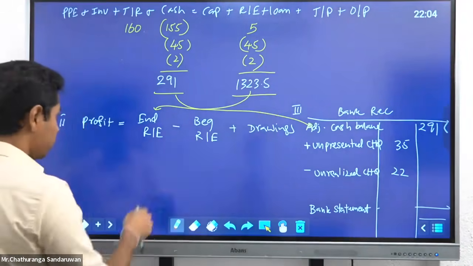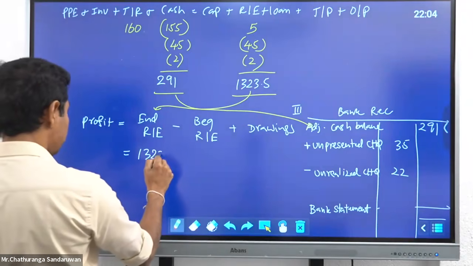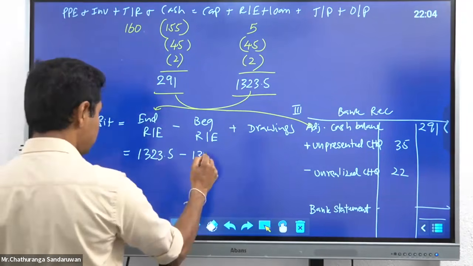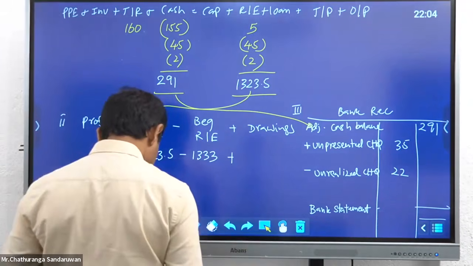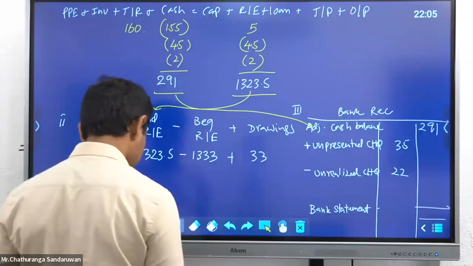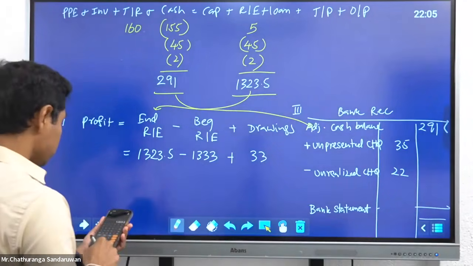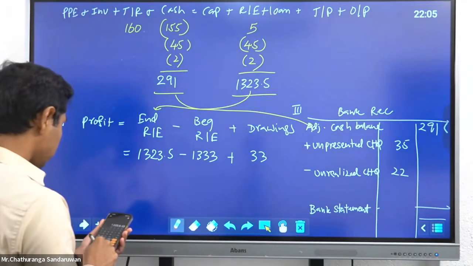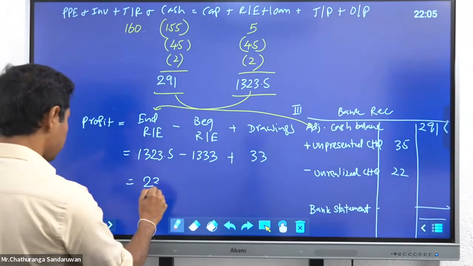So we can finish this off quickly. The ending retained earnings balance is 1323.5. The beginning retained earnings balance is 1333, and the drawings were 33, right? 33. Therefore, the profit for the period or the month is 1323.5 minus 1333 plus 33, it's 23.5.